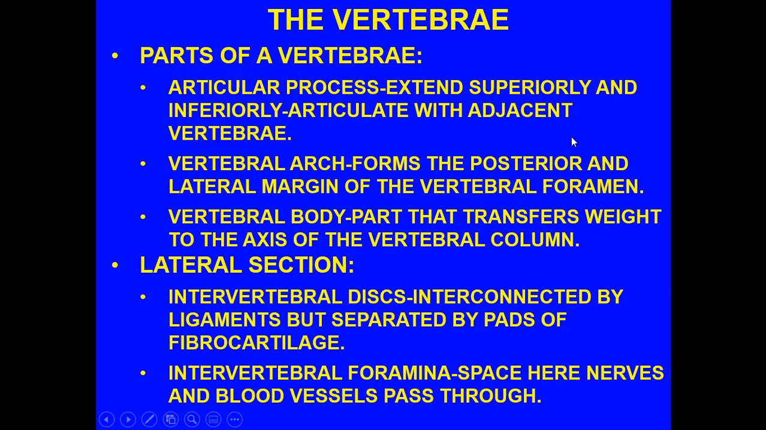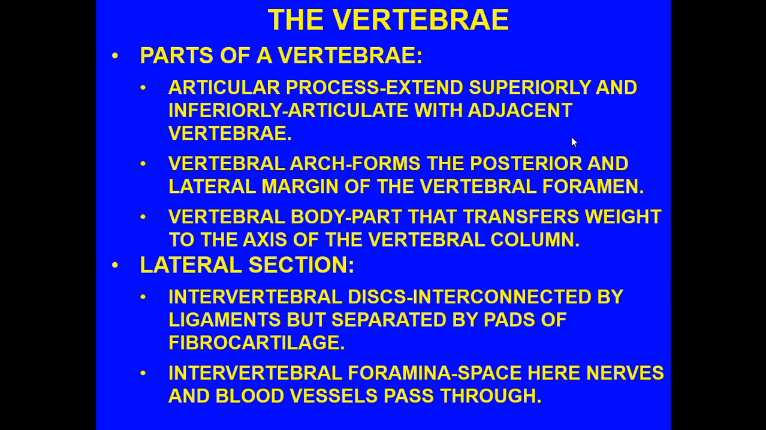When we talk about the parts of the vertebrae, first off, we have the articular process, which extends superiorly and inferiorly. It articulates with the adjacent vertebrae. The vertebral arch forms the posterior and lateral margin of the vertebral foramen. The vertebral body is also the part that transfers the weight to the axis of the vertebral column.